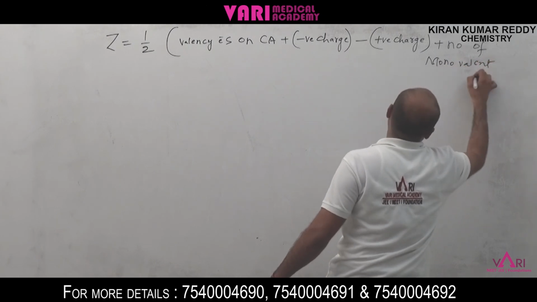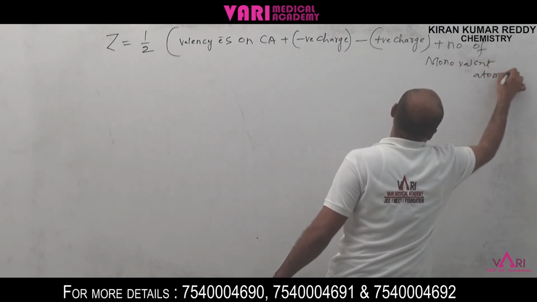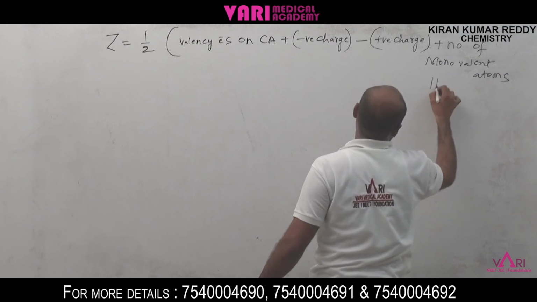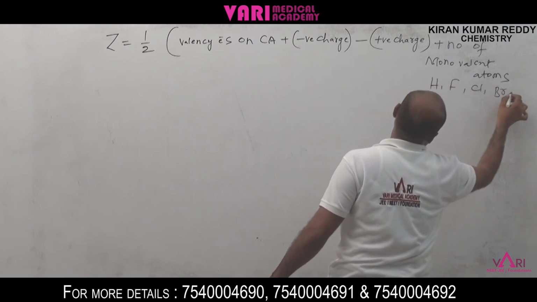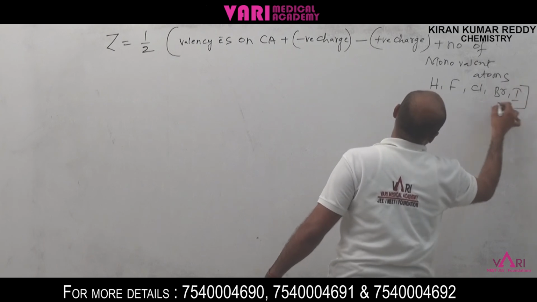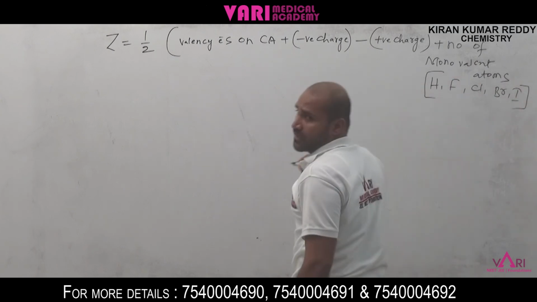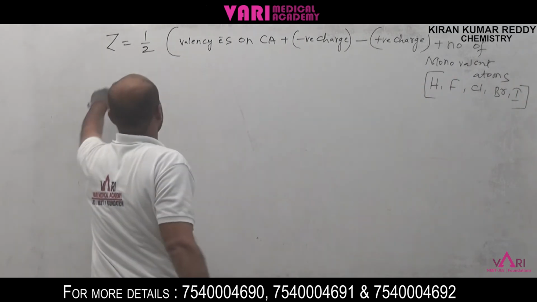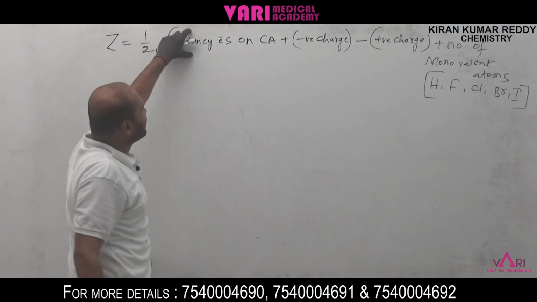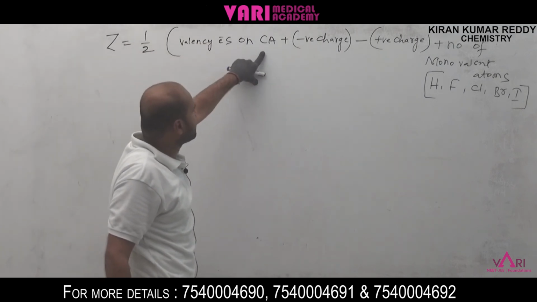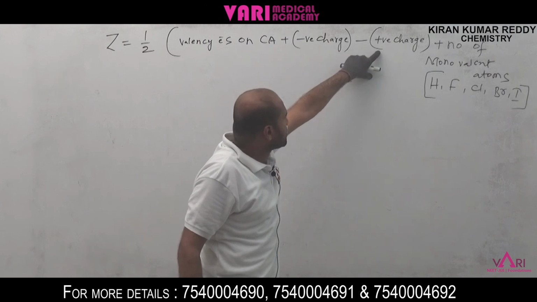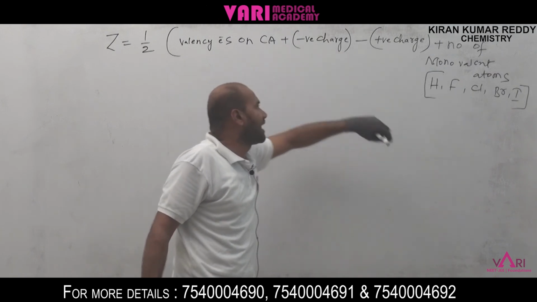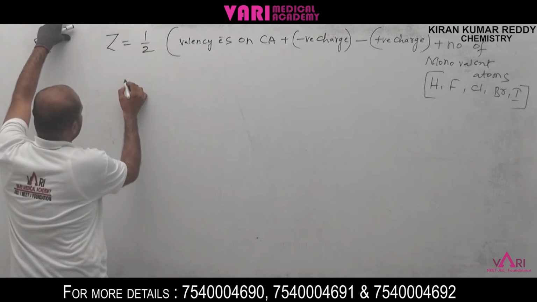monovalent atoms. What are the monovalent atoms? Hydrogen, fluorine, chlorine, bromine, iodine. These are the monovalent atoms. Now what is the hybridization formula? Z is equal to half of valency electrons on central atom plus negative charge minus positive charge plus number of monovalent atoms. Now I am checking NH3.